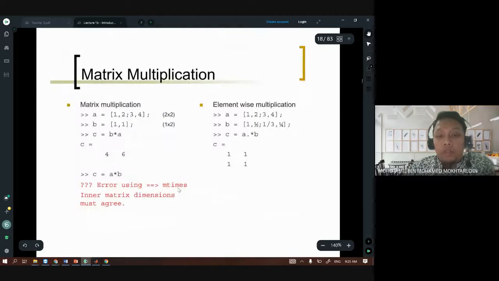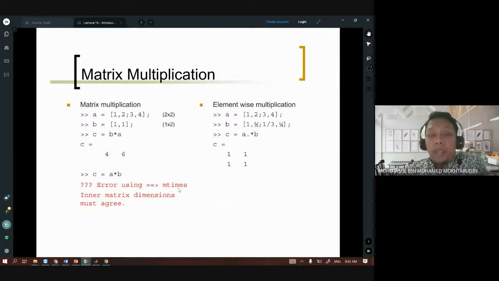And for multiplication, addition just now is the same with subtraction. Okay, tambah dan tolak sama. For multiplication, we have 2 types of multiplication. We have matrix multiplication, the usual multiplication. So to multiply A and B, you must look at the size of the matrix.